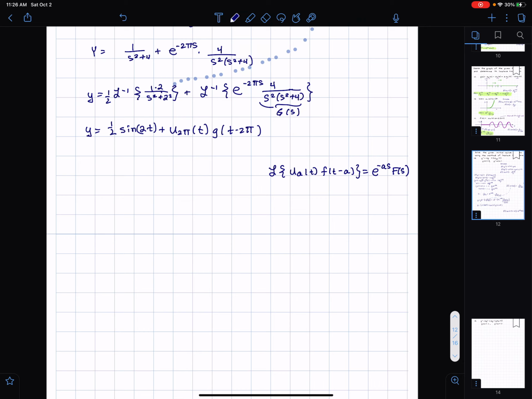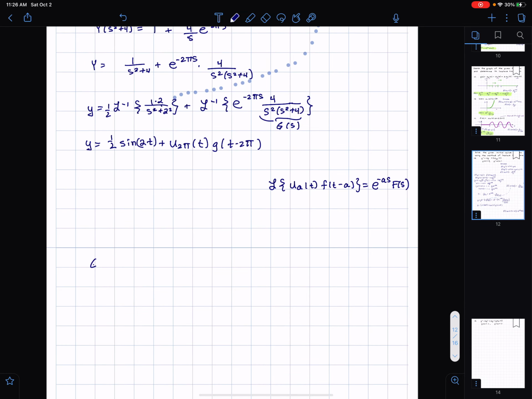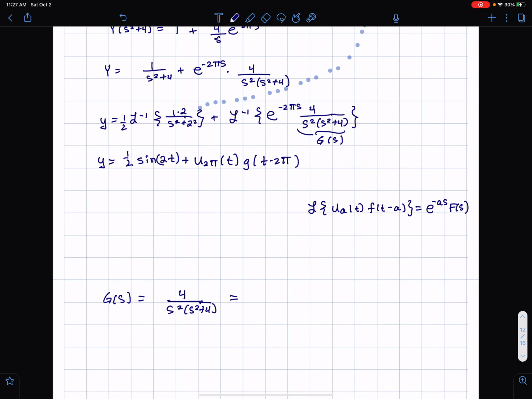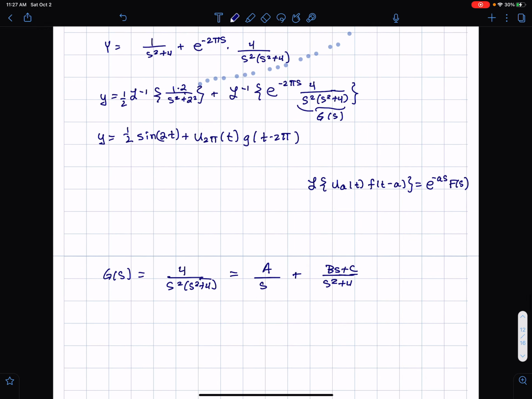Okay. So G of s is equal to 4 over s squared plus 4. And what I need to do is use partial fraction expansion. 4 over s plus 4 over s squared plus 4. That's not what I want to do, sorry. I want to write A over s plus Bs plus C over s squared plus 4, okay?